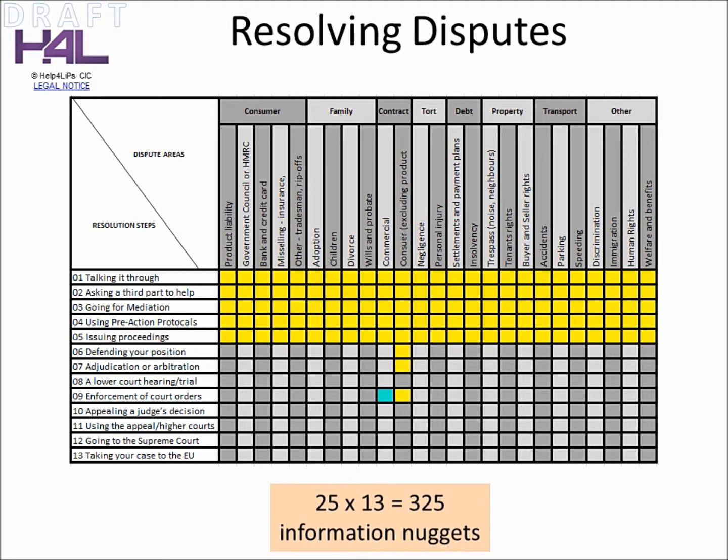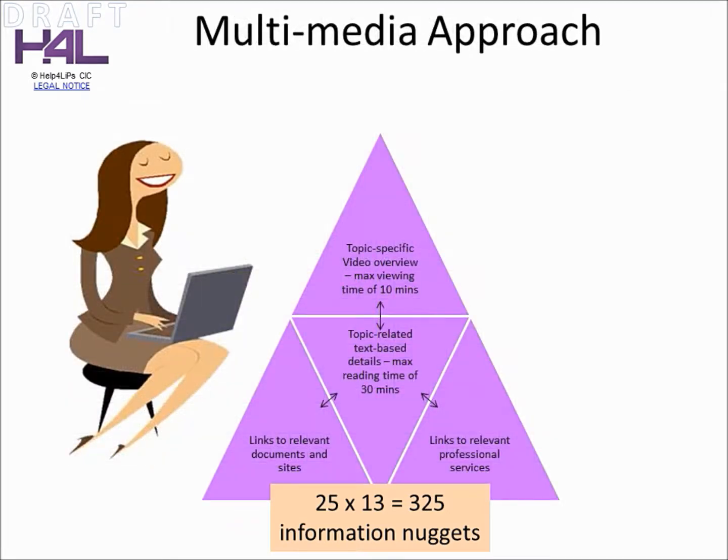When you look at this matrix, you'll see that there are more than 300 points at which specific information could be highly relevant in the resolution of a dispute, depending on what that dispute is and what phase of resolution the person is in. So in looking at what we may be able to provide people via digital technology, we've decided on a particular multimedia approach, and that is what the rest of this video is about.